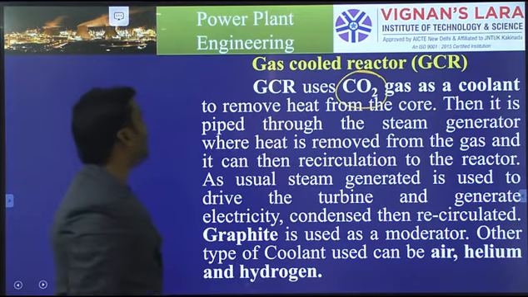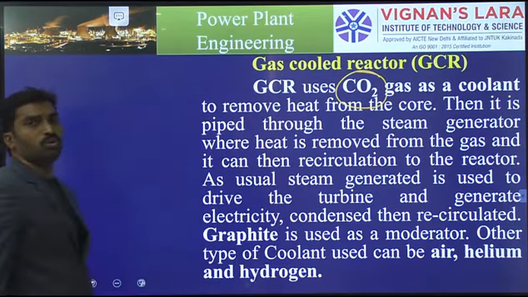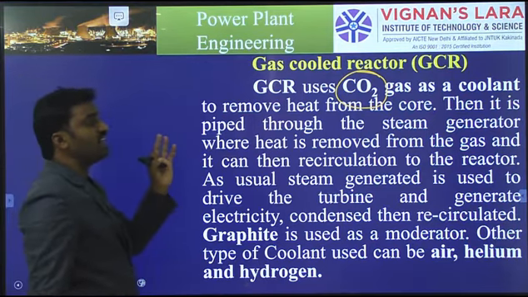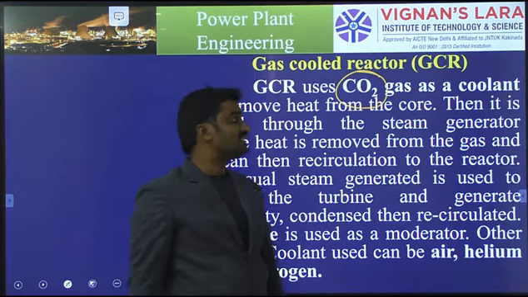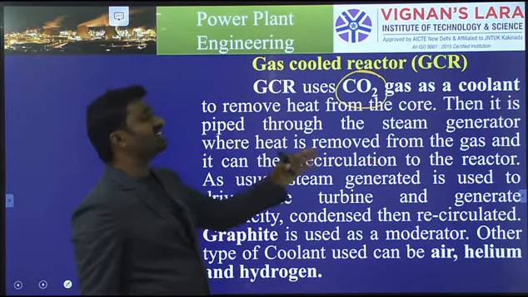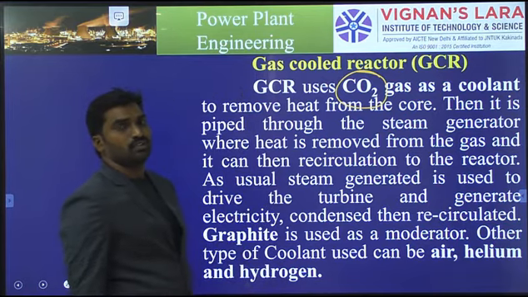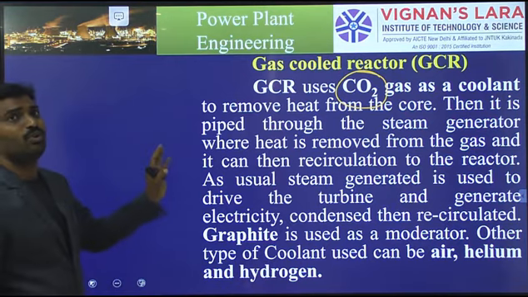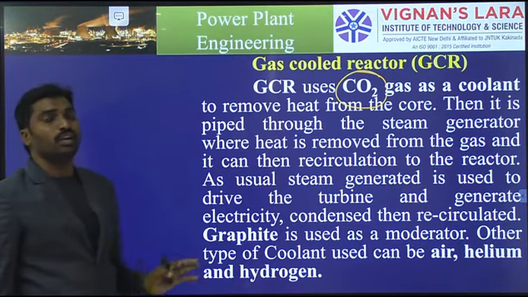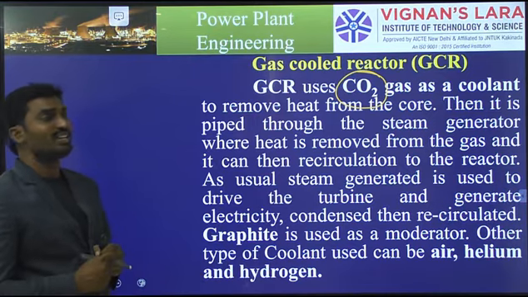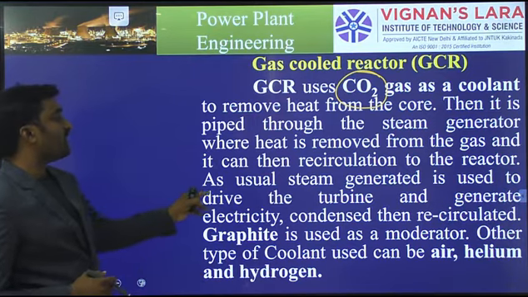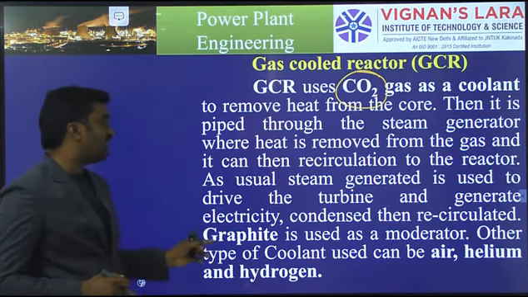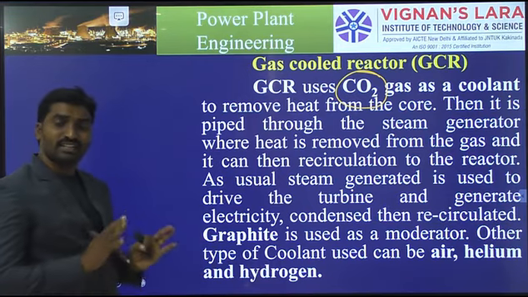CO2 gas is used as a coolant to remove the heat from the core. It is then piped through the steam generator, where heat is removed from the gas, and it can then be recirculated to the reactor. So the thing is very simple. Here we are using the CO2 gas as a coolant for removing the heat from the reactor. As usual, the steam generator is used to drive the turbine and generate electricity. So the functioning is the same.